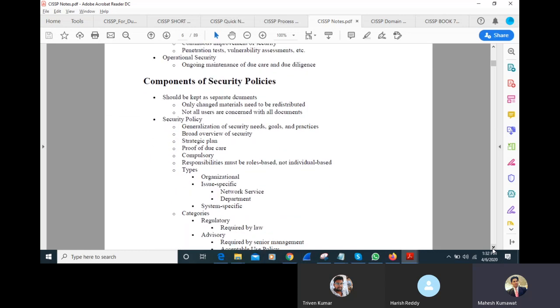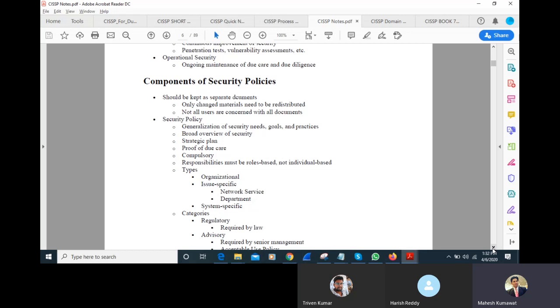Okay, suppose you are going to write down some components of security policies. So what type of security policies are there? They should be kept as separate documents. Only changed materials need to be redistributed. Not all users are concerned with all documents, and security policy is basically a generalization of security needs, goals, and practices.